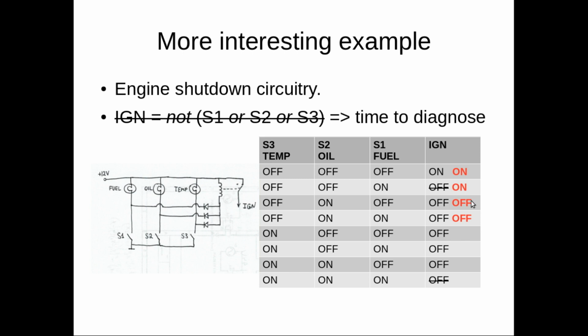However, a human brain is quite capable of focusing on what's important. So if we are to diagnose this system, we will immediately focus on the second row of this truth table and say, okay, the ignition wire should be off, but it's on. How can this happen? It will happen if, for example, there is no current flow through the relay, this diode, and switch S1, or if the relay is bad.